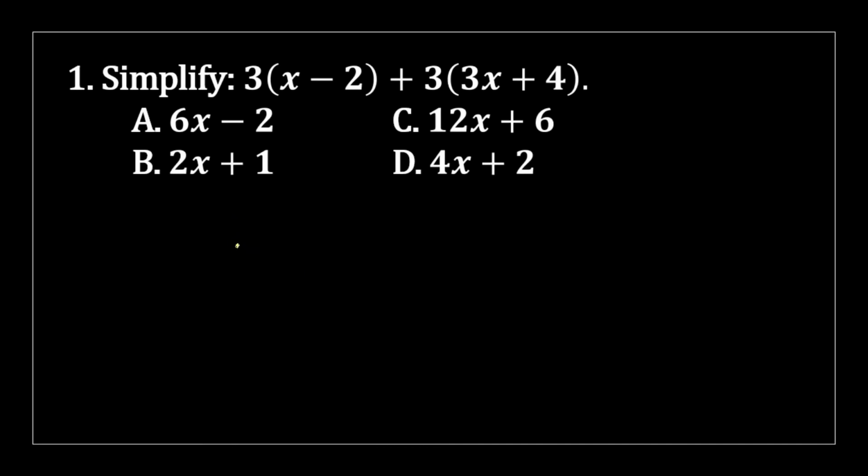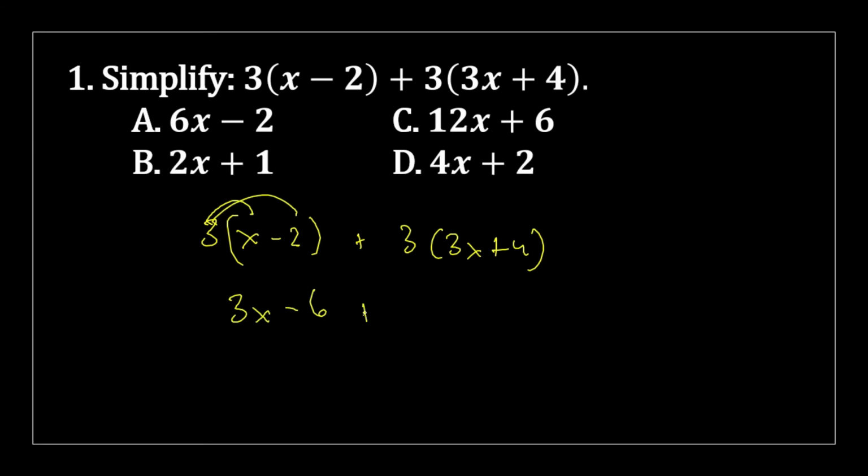Question number 1. Simplify 3 times x minus 2 plus 3 multiplied by 3x plus 4. So let's write the problem first. 3x minus 2 plus 3 multiplied by 3x plus 4. Now let's multiply it by distribution. So this is 3x minus 6 plus 9x plus 12. So let's combine like terms.